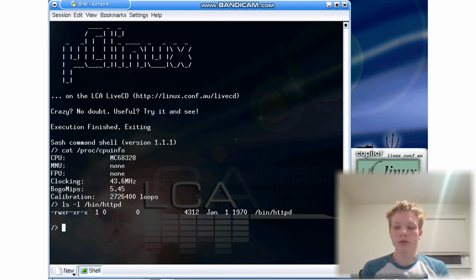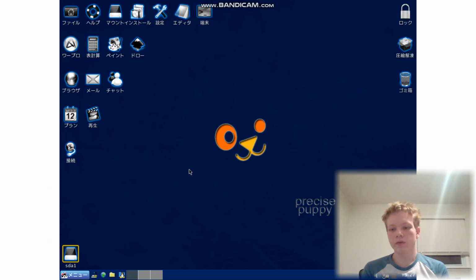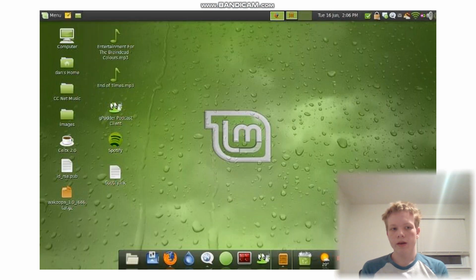Since Linux is open source, it makes it one of the best operating systems for making viruses, malware, and spyware as well. And probably the best distro for making malware is Kali Linux.